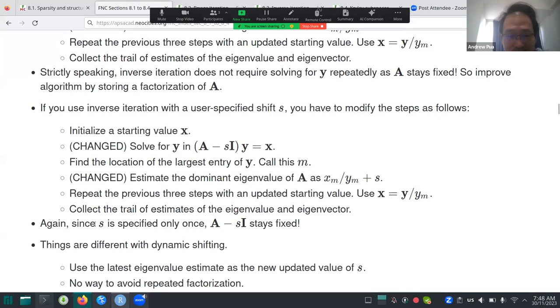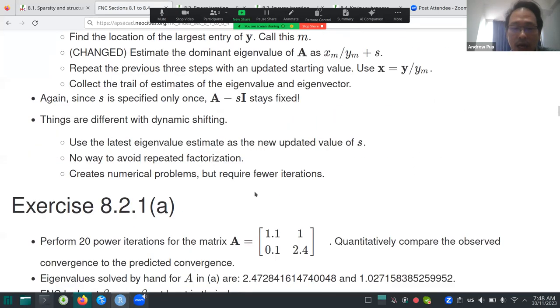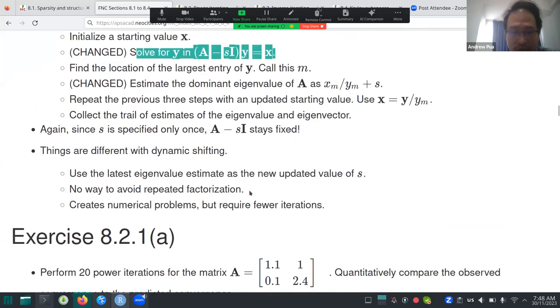If you specify S in advance, this A minus SI stays fixed. But the section also explores the possibility of an updated S. So if you update S, then you have to solve this system of equations in every iteration. So that's what they call dynamic shifting.